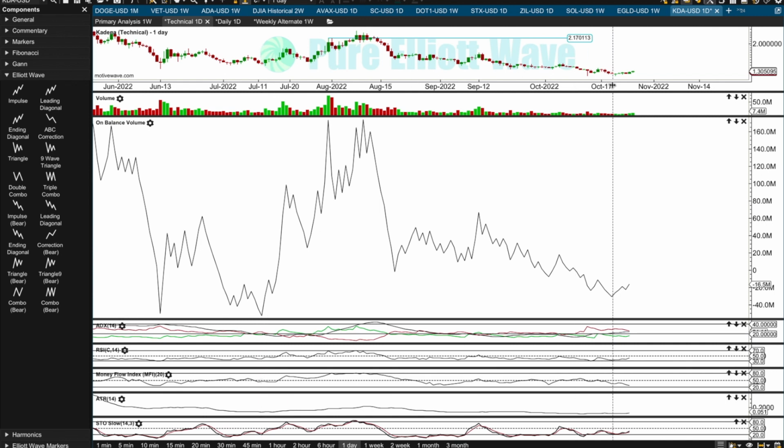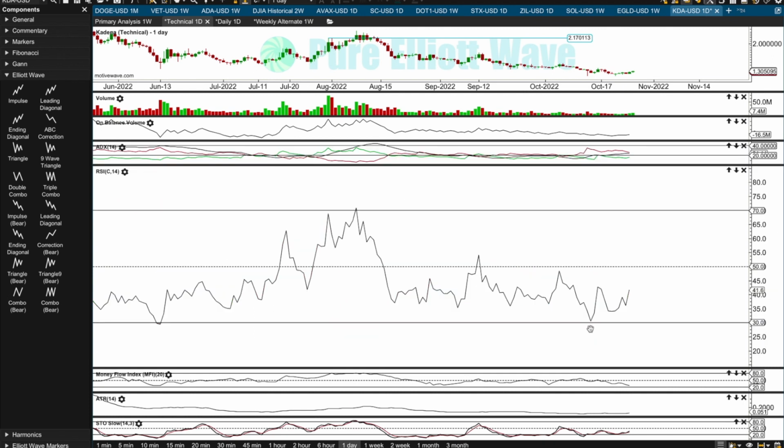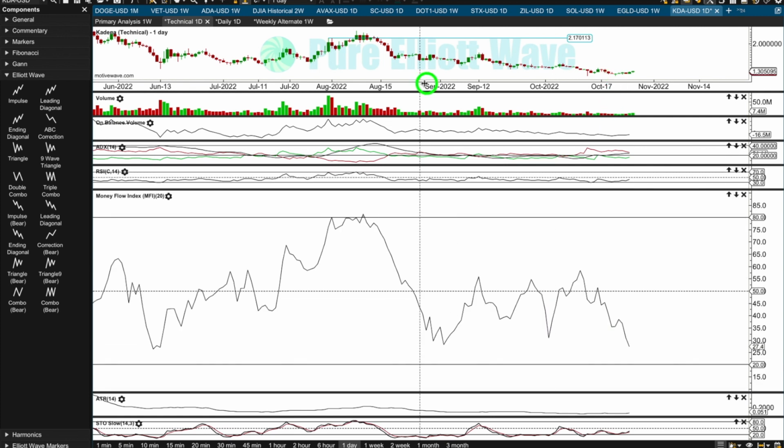The close here, $1.25. Price is closed lower. On-balance volume is higher. So there's some bullish divergence between price and on-balance volume, but ADX tells us there's still a downward trend. It's got a long way to go before it's extreme. RSI, there's some bullish divergence here. It's pretty weak though. And money flow, no, not really.